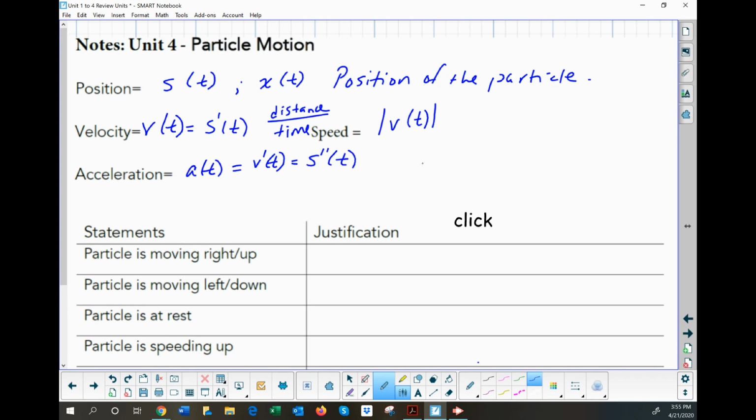Acceleration is a unit measure of the change of velocity. So we get distance per unit time per unit time. I have velocity, distance per time, and then turn that velocity into a rate. How fast is that velocity changing? So I get distance per unit time per unit time. Often you'll see this as feet per second squared, as an example. All right.